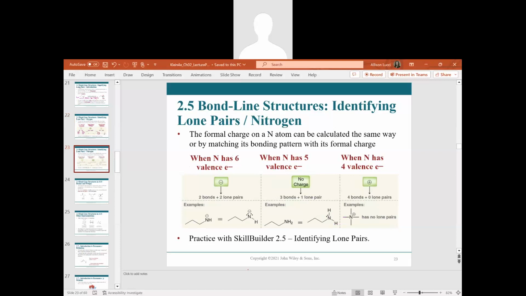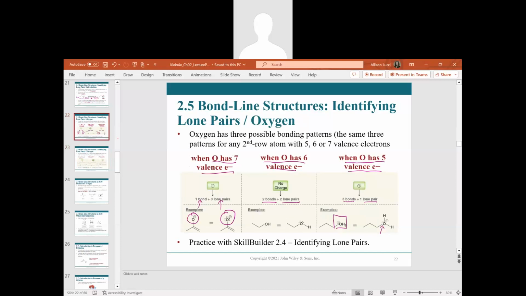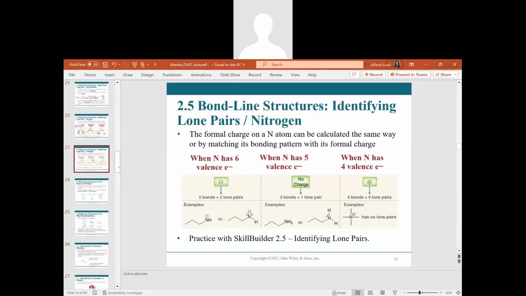We can memorize the neutral state of nitrogen as well. So I like to use water. I forgot to mention I like to use water here, right? Because water, we know, we memorize this molecular structure, right? So we know 2 bonds, 2 lone pairs, neutral oxygen. Here I like to use ammonia as my memory device. I have 3 bonding pairs, 1 lone pair, so I have 5 valence electrons. So that's when I have no charge, 3 bonds, 1 lone pair.